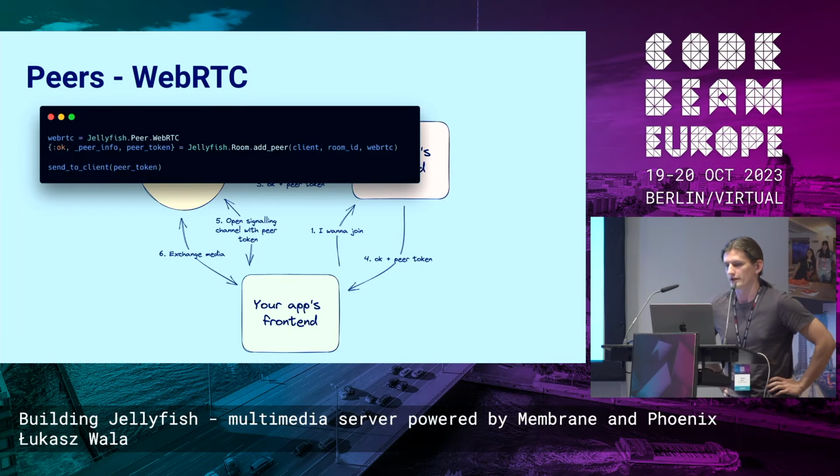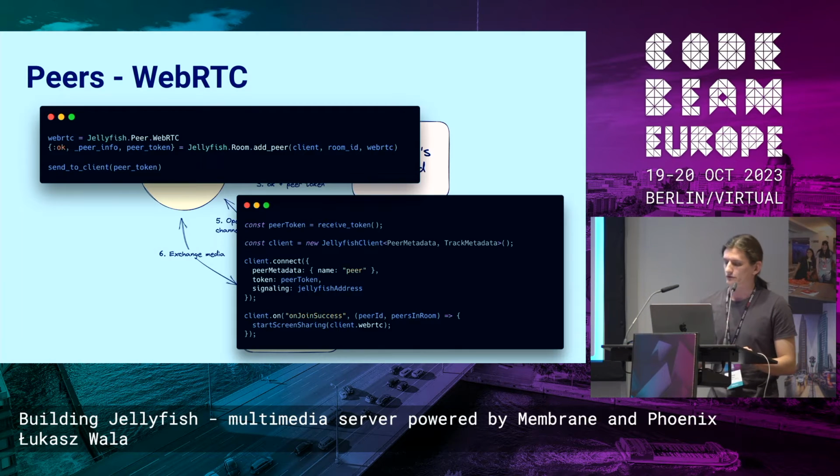It has to be sent to the client somehow. We don't really care how. And then in your client, in this case, this is JavaScript, so maybe a browser, use the token to create a Jellyfish client instance, and then use the connect method to establish the signaling connection. And then you can use the usual WebRTC APIs to send your media.